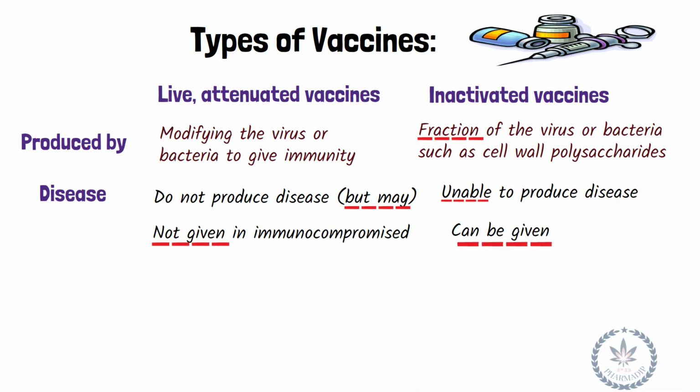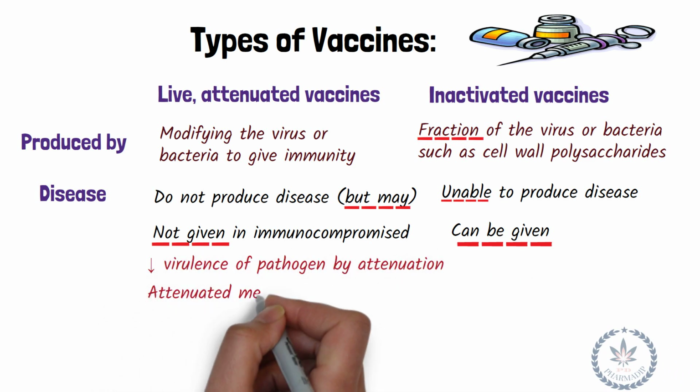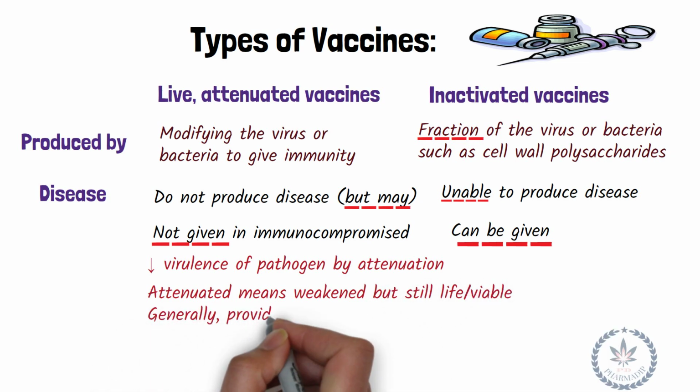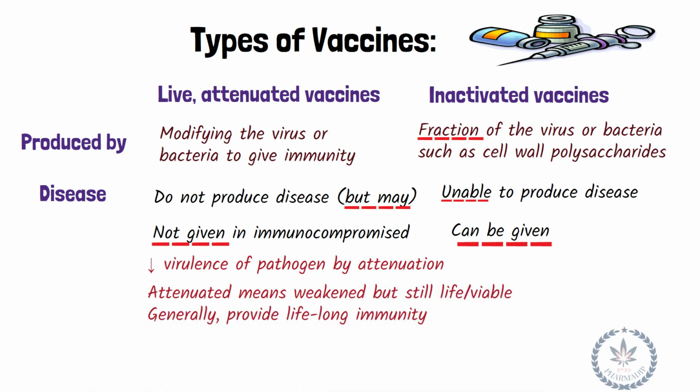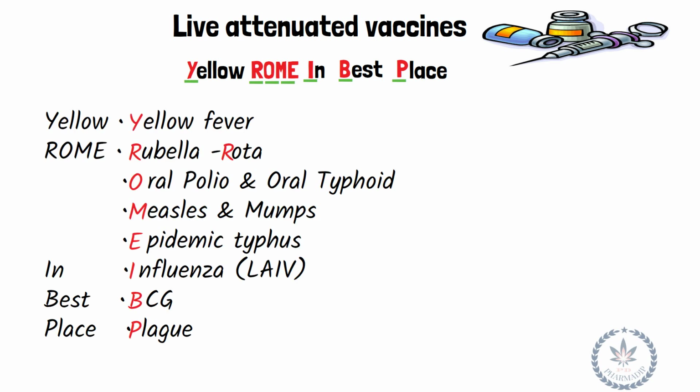Live vaccines reduce virulence of the pathogen by attenuation. Attenuated means weakened but still live or viable. Live vaccines, generally, provide lifelong immunity. Now let's look at live attenuated vaccines. The best way to remember is an abbreviation: Yellow Rome in best place. It's easy to remember and recollect.